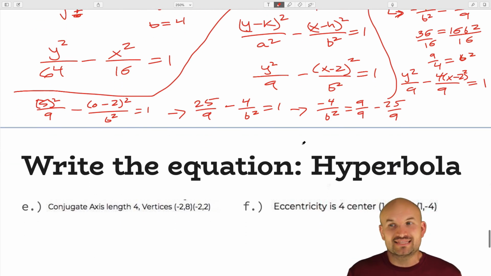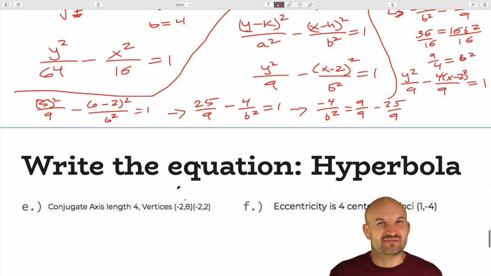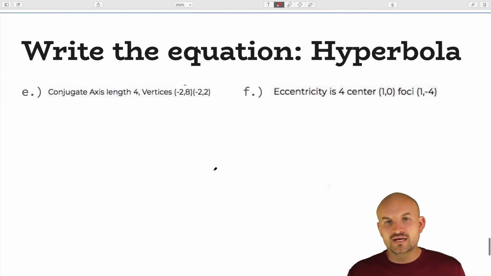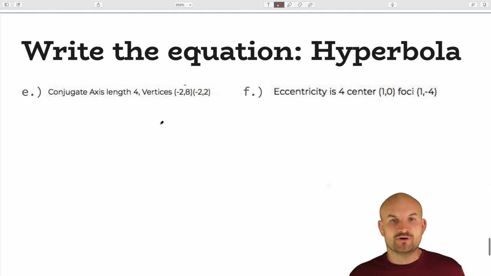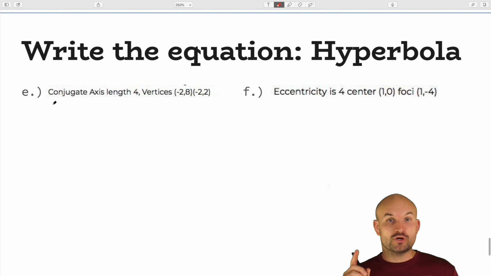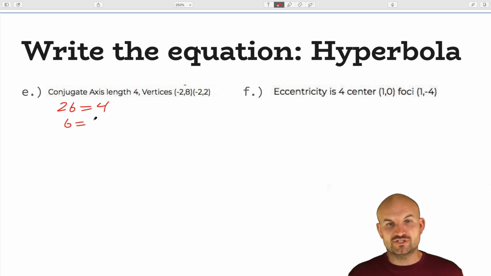They could have something like this, and they might, it's just something to be aware of. All right, so for the last two here, I have write the equation for the hyperbola. Now in this case, I'm given the conjugate axis. Now remember, the conjugate axis is from co-vertice to co-vertice, right? So immediately I know that that is going to be 2b is equal to 4. So b is equal to 2.